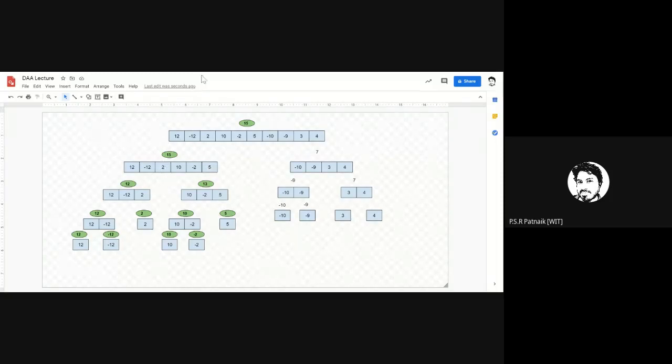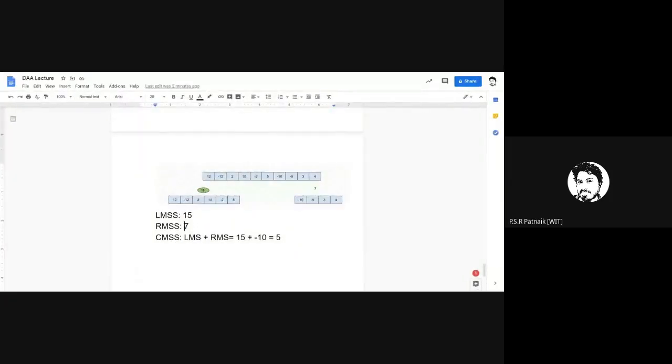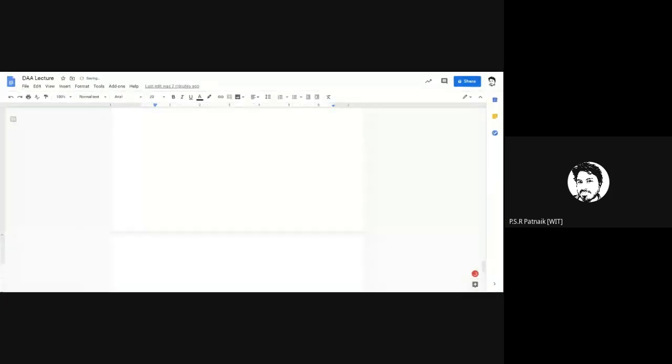Okay, so if I write a recurrence relation for this, what would be the recurrence relation? Can you guess what could be the recurrence relation for this? So T of n is the time required for this one. So if I say the time required for 0, if it is 0, I don't execute anything.